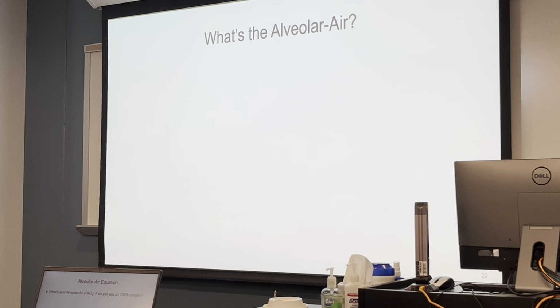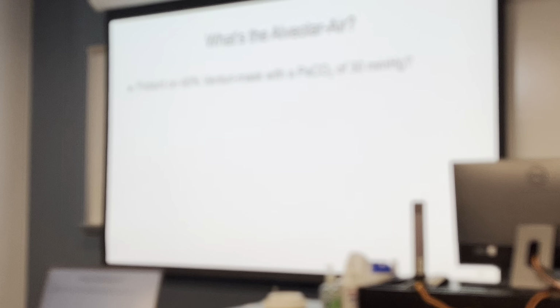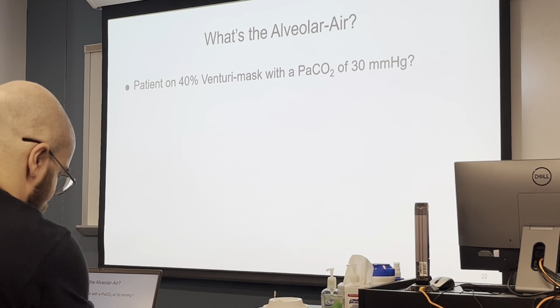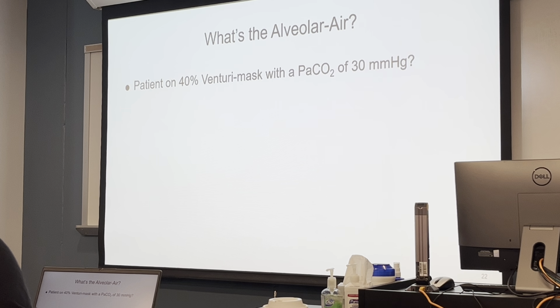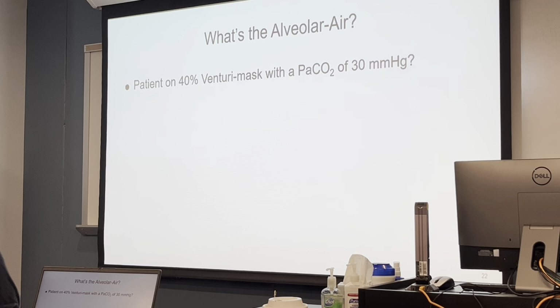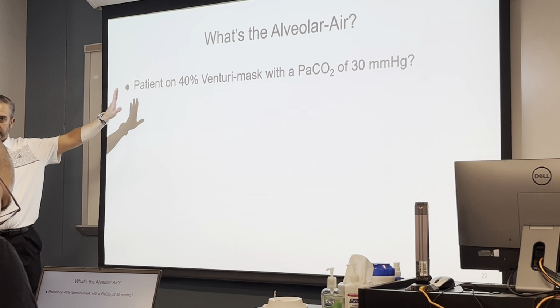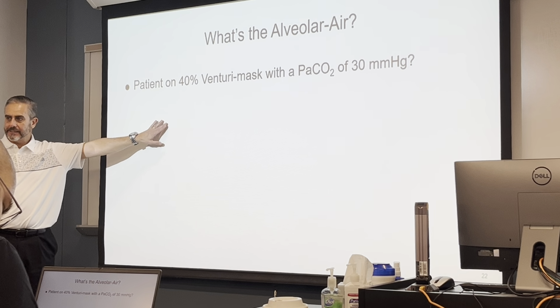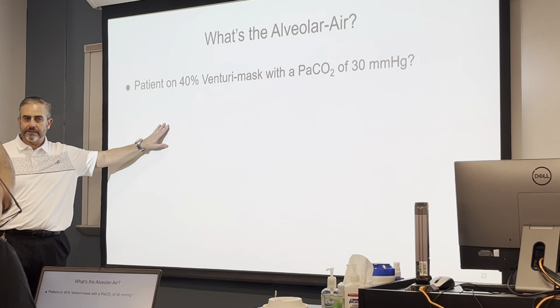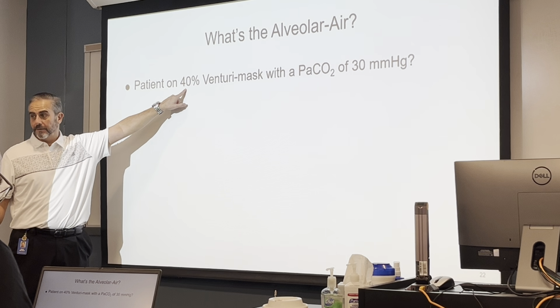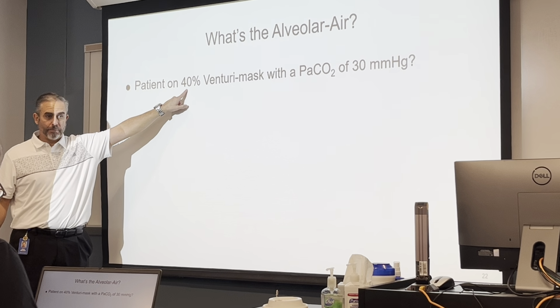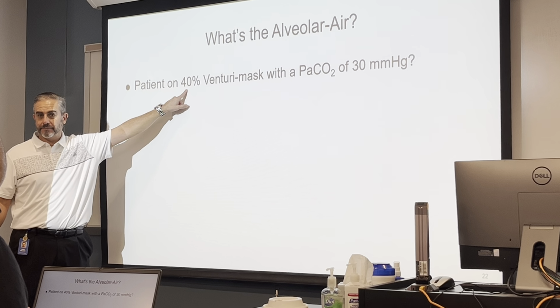All right, so changing up the question a little bit. Still asking for alveolar air. Your patient is on a 40% Venturi mask with a CO2 of 30. What is their alveolar air, or what is their PAO2? Again, what's the calculation? 760 minus 47 times what? Their FiO2, which is 0.4 or 0.40 for 40%.